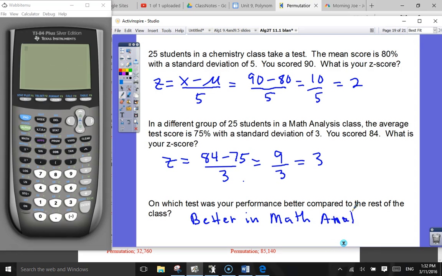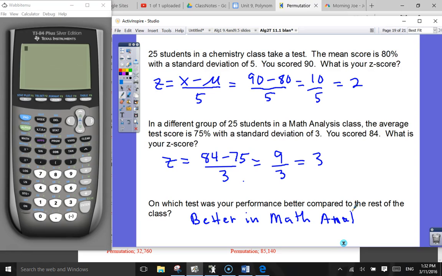Now, z-scores then are good for comparing. When you're trying to compare things that kind of don't seem similar at all, the way that you can make them on the same scale is to calculate a z-score. For example, let's say in the Olympics, there's lots of different events.